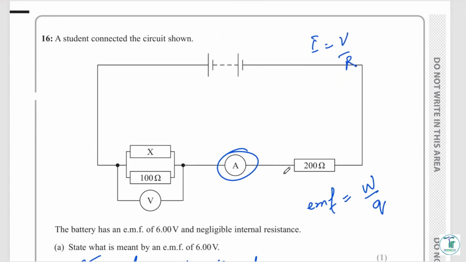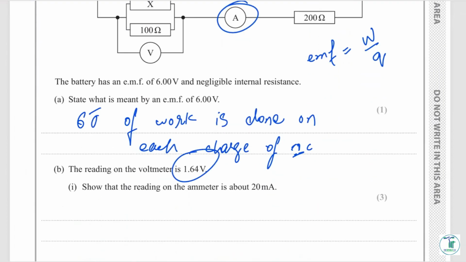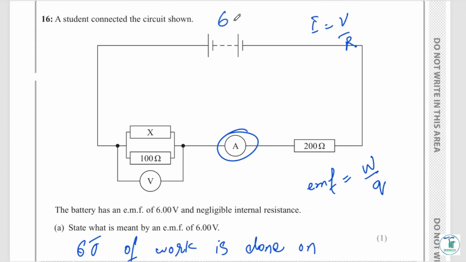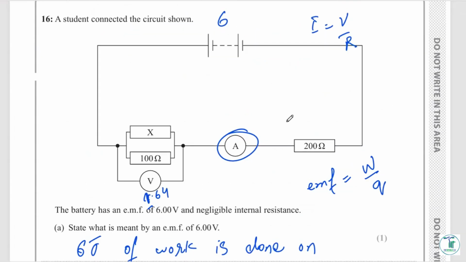Now the thing is, what would be the voltage over here? If you have 6 volt over here and 1.64 over here, the total EMF of the battery is 6 and the voltage dropped over here is 1.64, right? So in the series the voltage divides, if you've got 1.64 over here, the voltage in the rest of the circuit would be something like 6 minus 1.64, and that must be something like 4.36. So that is the voltage, 4.36, right?